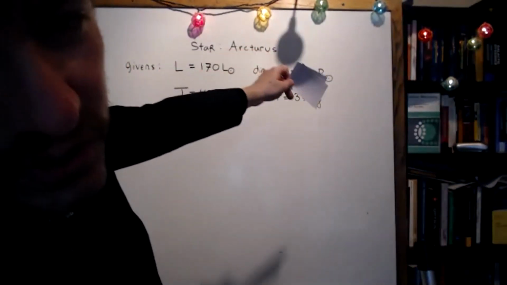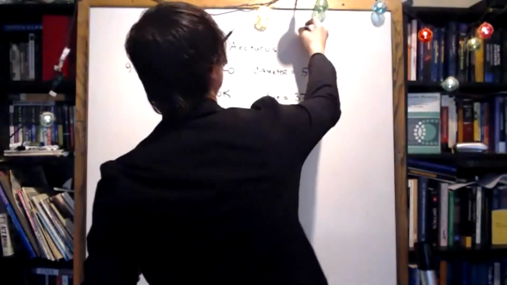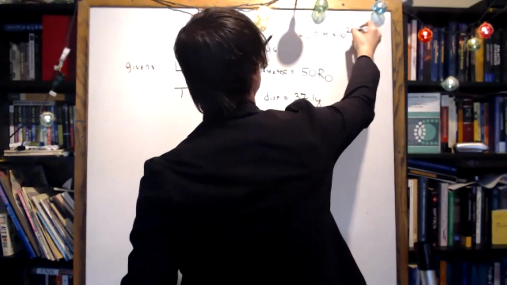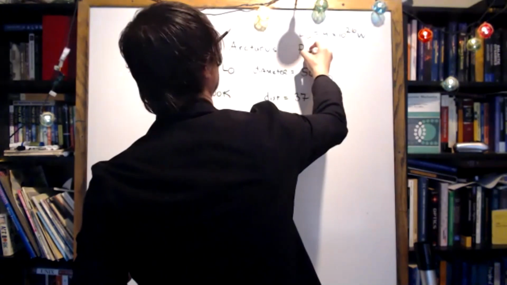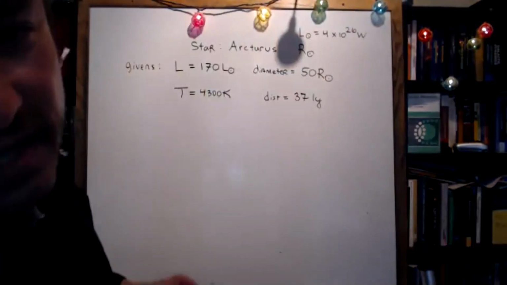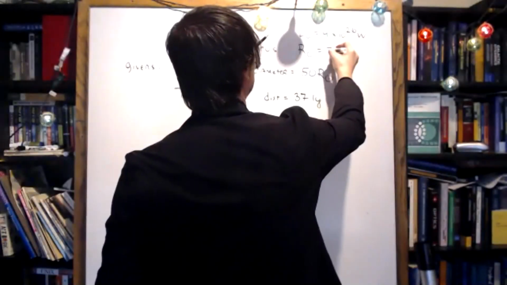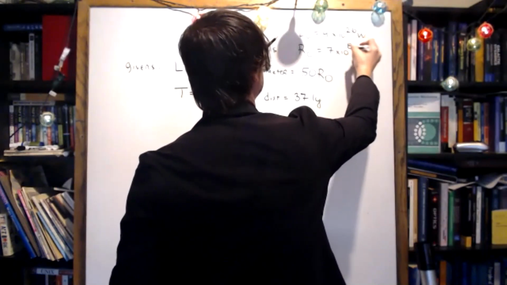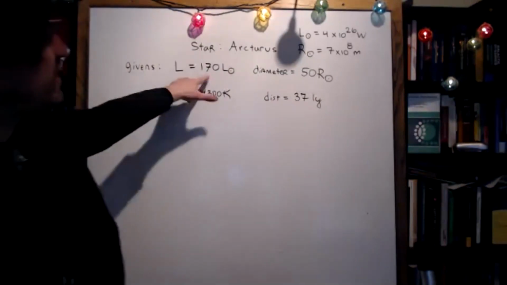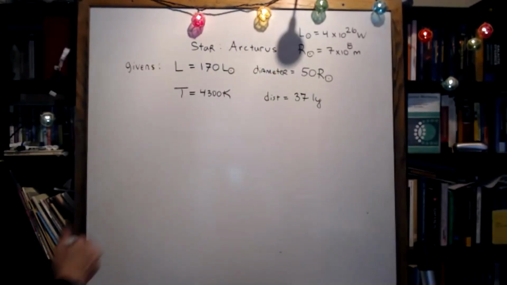Now, you guys probably don't remember the luminosity of the sun and the radius of the sun, so I'm going to put them up here. The luminosity of the sun is 4 times 10 to the 26 watts. The radius of the sun, I'm going to do you a big solid, and I'm going to give it to you in meters. The radius of the sun is 7 times 10 to the 8 meters. That will let you convert the luminosity to watts and the diameter to meters.